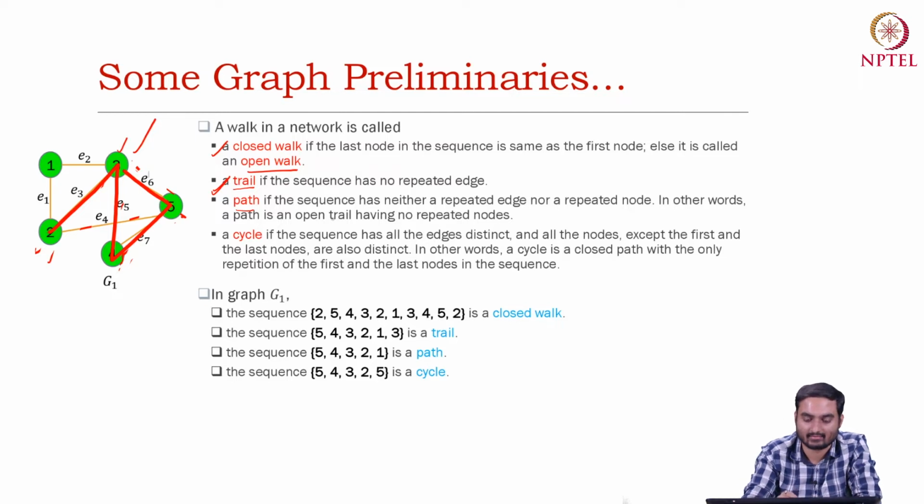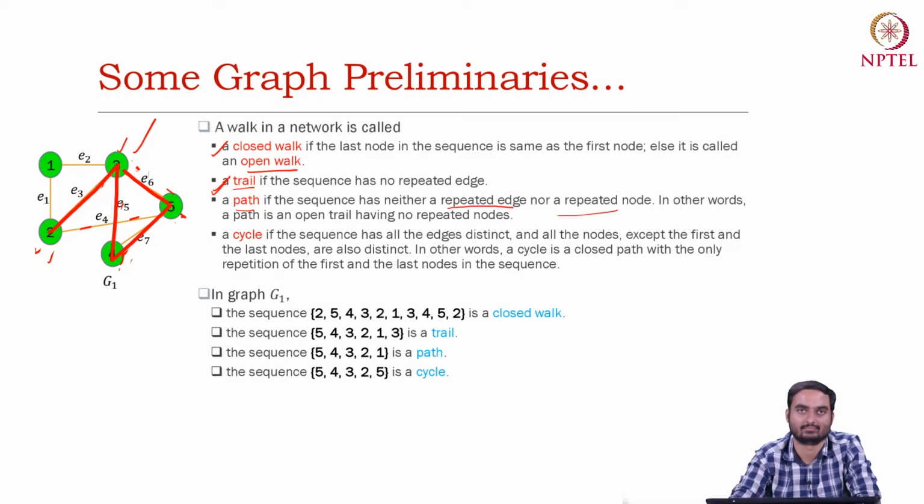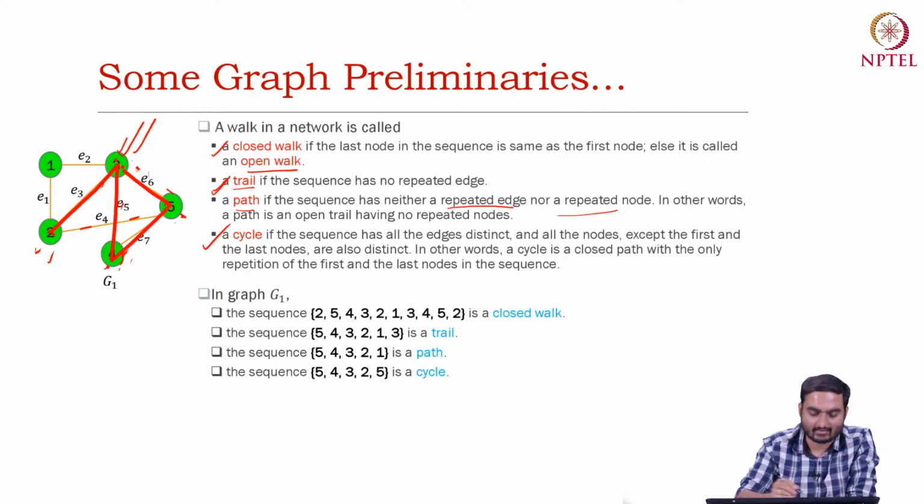A path is again a walk where no edge and no node will be repeated. So the one that I mentioned, 3 to 5 to 4, 3 to 2, this is not a path. Why? Because the node 3 has been repeated. So trail is constrained in terms of edges, path is constrained in terms of both nodes and edges, right? So what's a cycle?